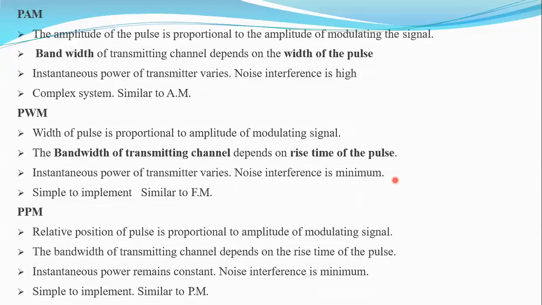And now let us see an overview of PAM, PWM and PPM. In pulse amplitude modulation, the amplitude of the pulse is proportional to the amplitude of the modulating signal. The second point is that the bandwidth of the transmitting channel depends on the width of the pulses. Coming to the third point, the instantaneous power of the transmitter varies and noise interference will be high in pulse amplitude modulation. The system will be very complex because noise is added in this pulse amplitude modulation, which is similar to amplitude modulation.